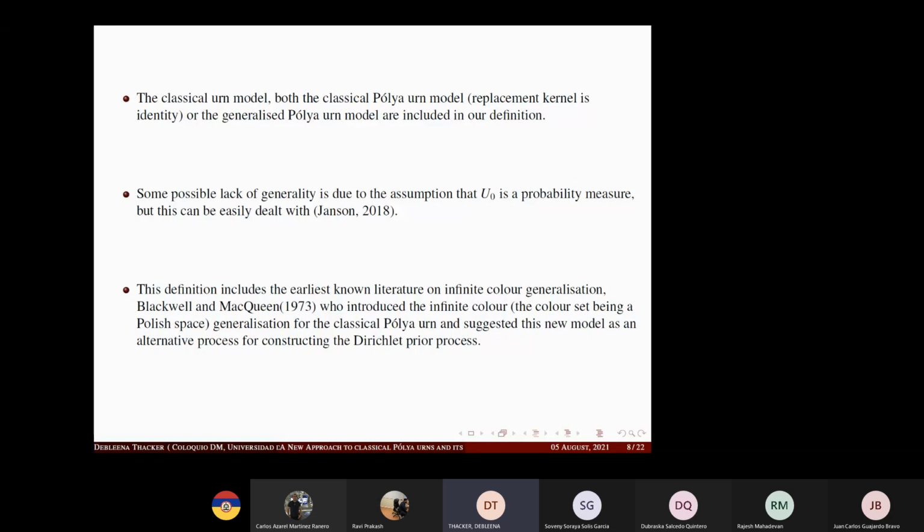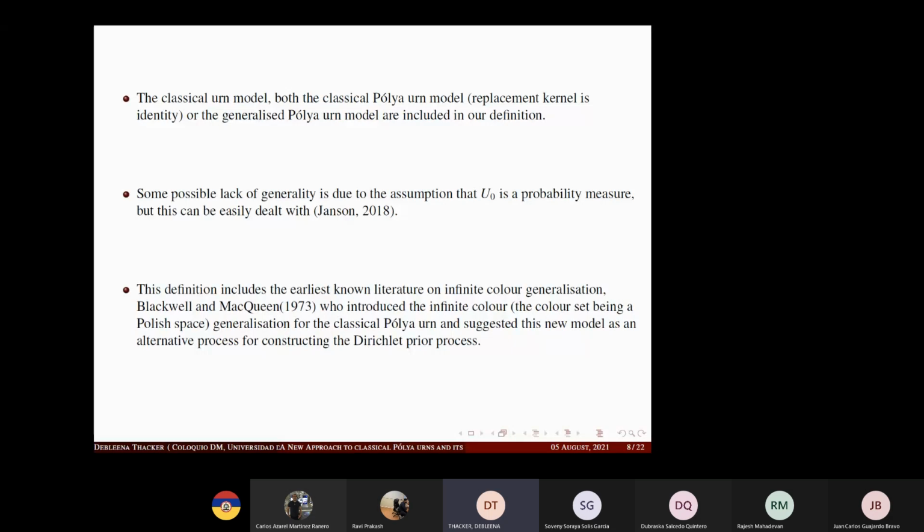We have not made any such assumptions so far. We have said that R is a Markov matrix, a stochastic matrix, that's all. So this paper appeared in the Annals of Statistics in 1973 and was suggested as an alternative method to construct the Dirichlet prior process. And they studied this only for the classical case, so when R is the identity.